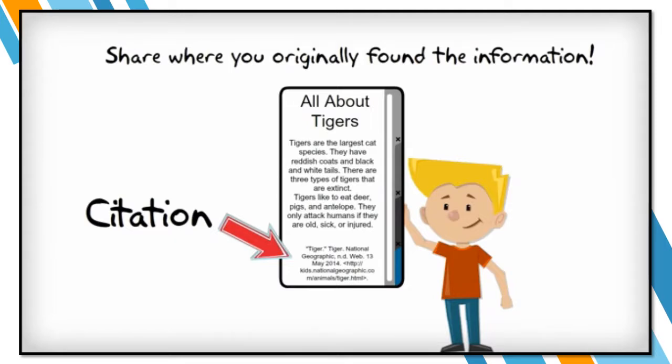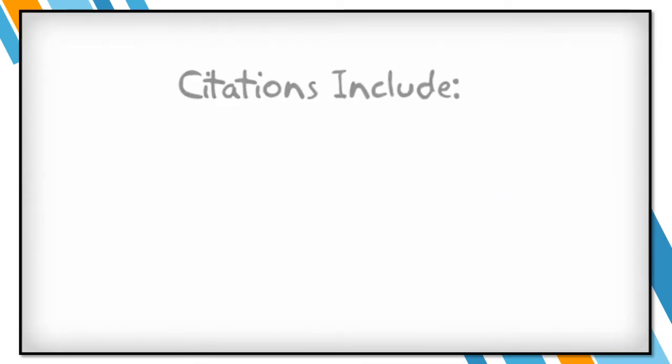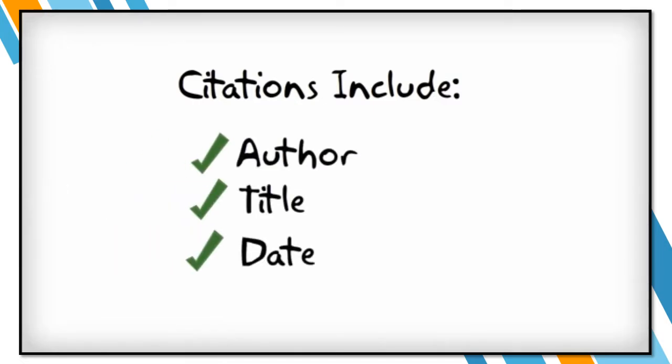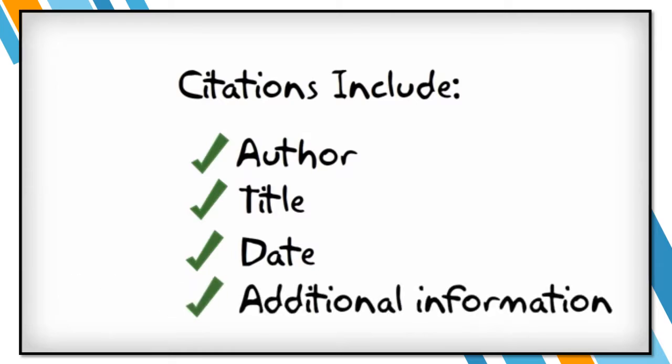Citations are usually found at the end of research projects, and they include information about the original source. Here are a few items that are included in a citation: the name of the author, the title, and the date the information was created. There are other pieces of information that are included as well.